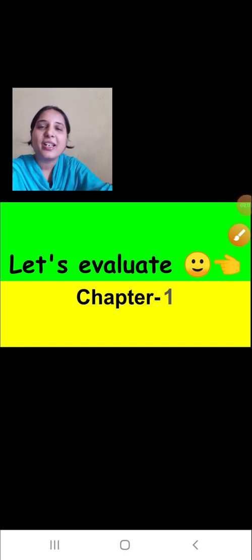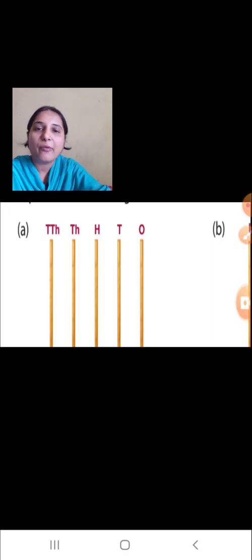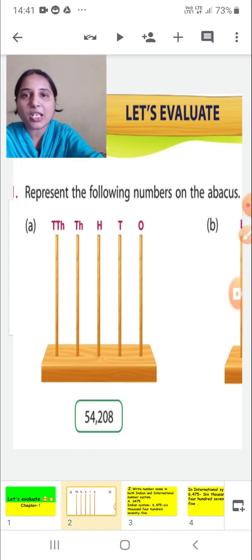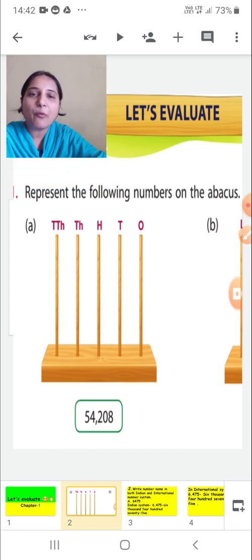Hello children. As we all know, we have finished our first chapter, numbers beyond 9999. So today we will recall what we have learned so far in this let's evaluate. Children, have one pen and one notebook with you. The first question is, represent the following numbers on the abacus.